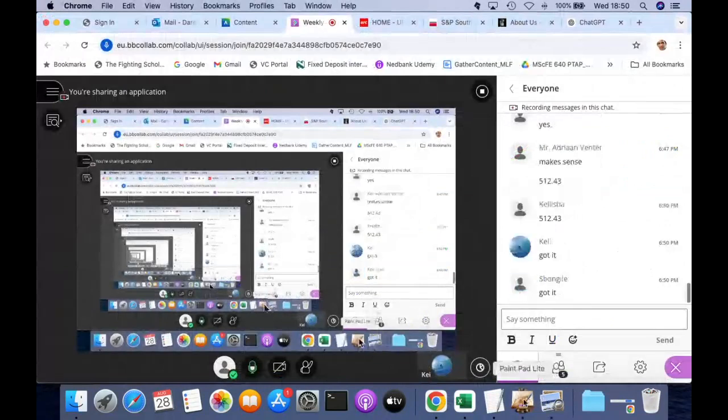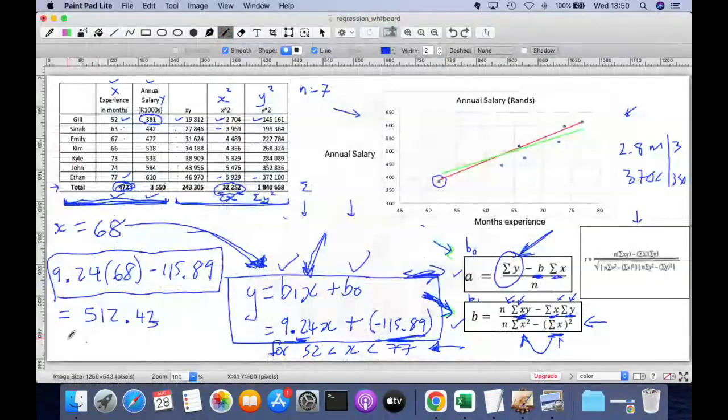Now, don't forget this, okay? Your salary, your y value, is in thousands. So this first value for Jill, who's got 381, she makes 381,000 per year. So the value you got here is not yet the full value. You still need to express it in thousands. So this person that came in with 68 months of experience, when you estimate the y value, it's 512.43. So you still need to convert it to the full amount. And to do that, you just multiply it by 1,000. Okay, so it'll be 512.